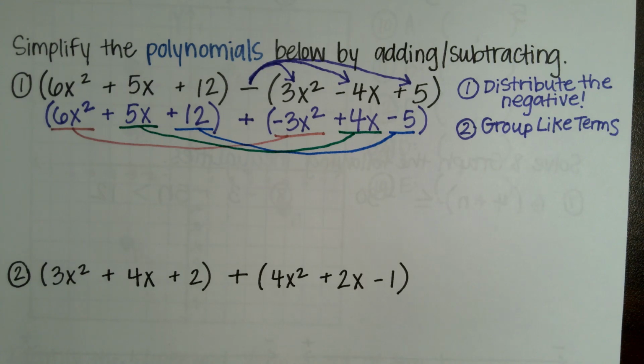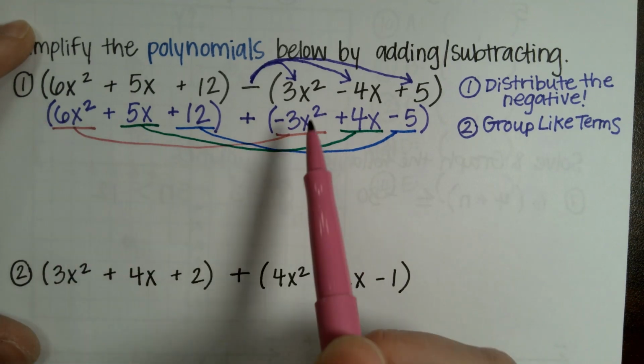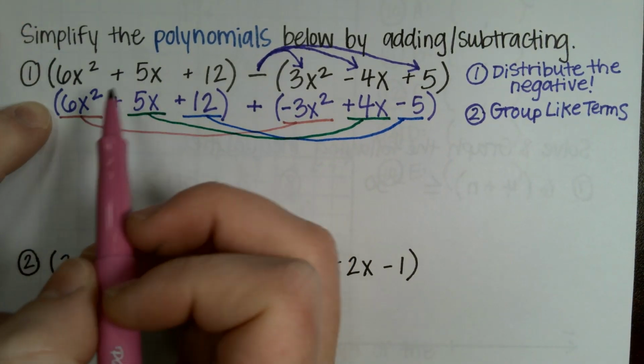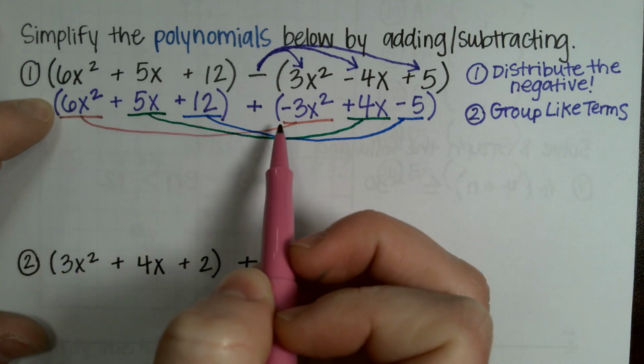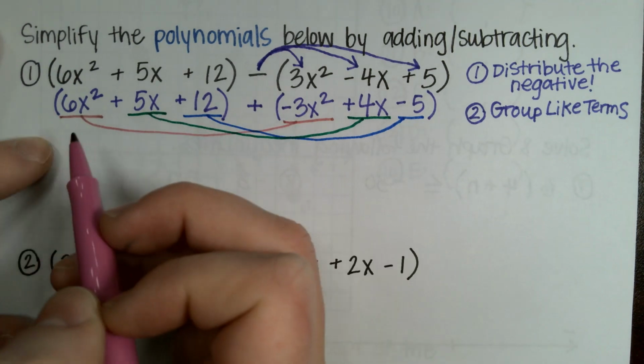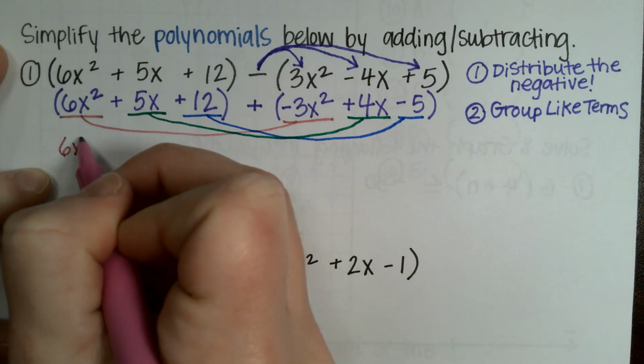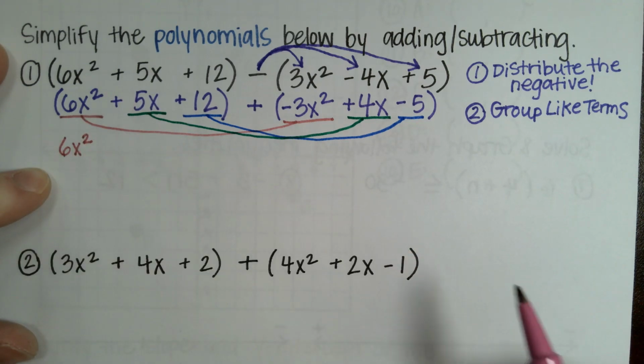Yeah, we want to put those terms together. We kind of want to rearrange the polynomials so that the terms that are like go right beside each other. So I have 6x squared plus negative 3x squared. How could I write that? 6x squared.